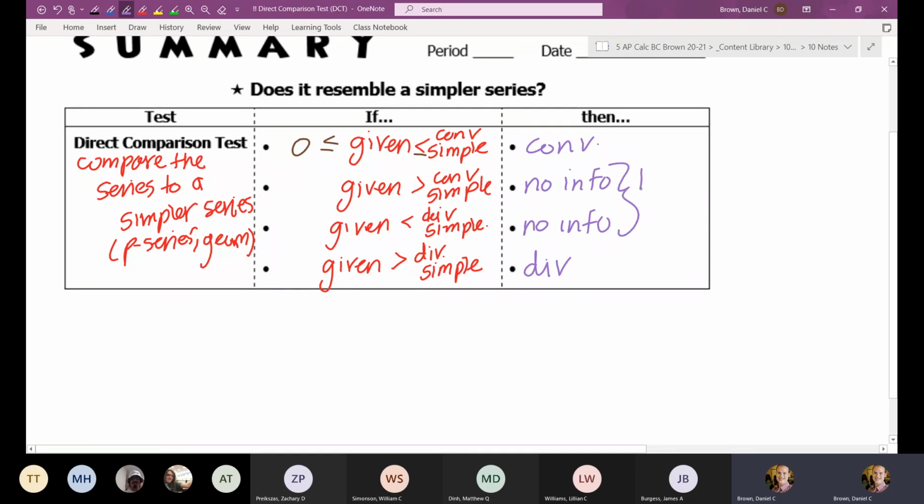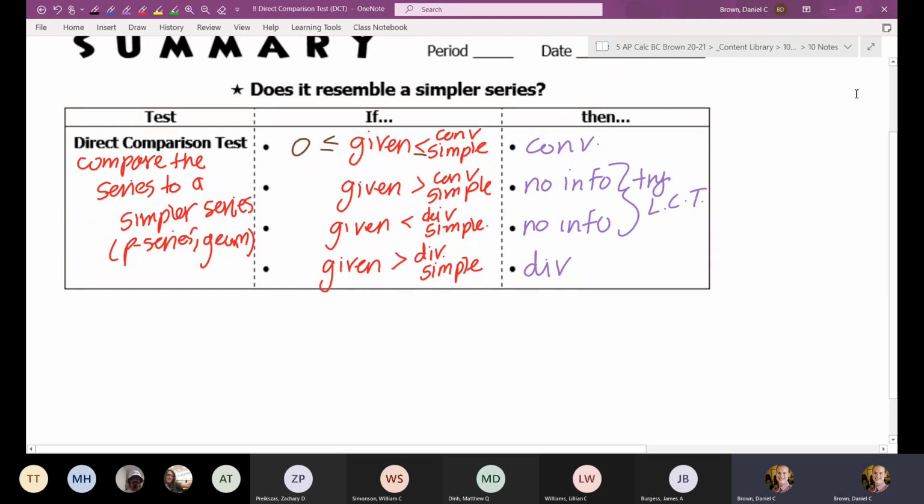The two that are no info, I'm going to go ahead and tell you so you can fill it in, but that's where the other comparison test is going to come into play, and it's called the limit comparison test. So there are cases where the direct comparison test won't work, and those are the two cases where it wouldn't work, but again, there are two cases where it definitely can work. Questions on the basic idea of the direct comparison test?